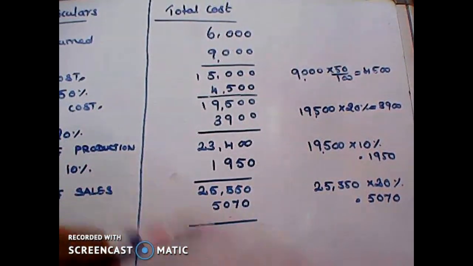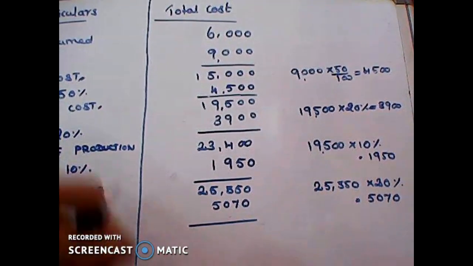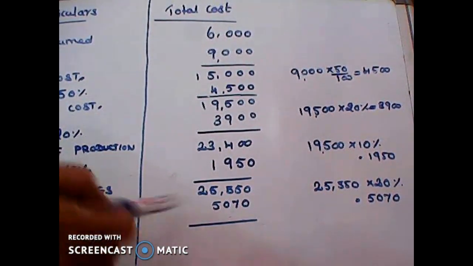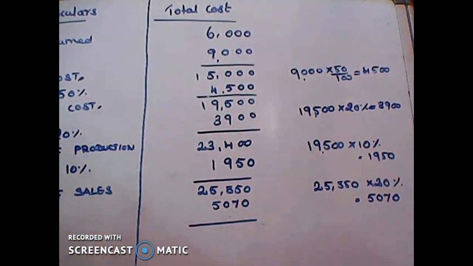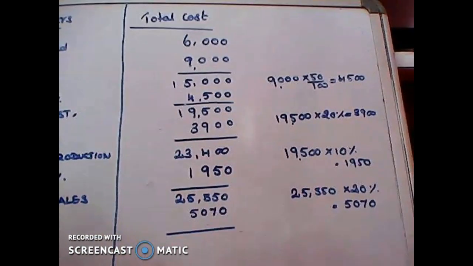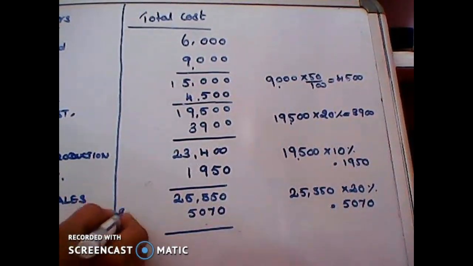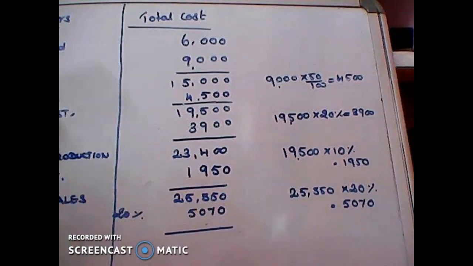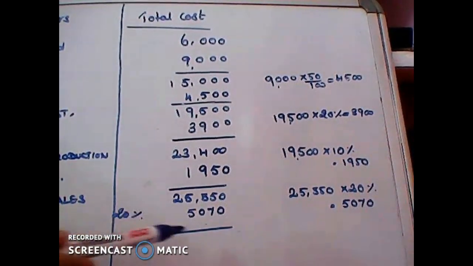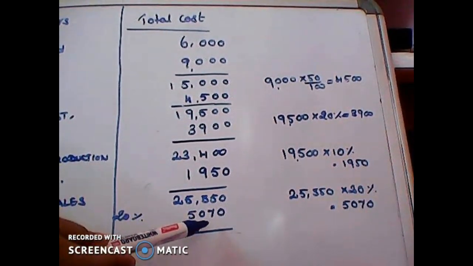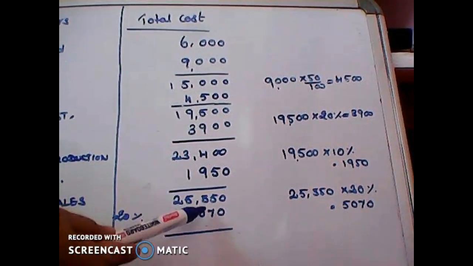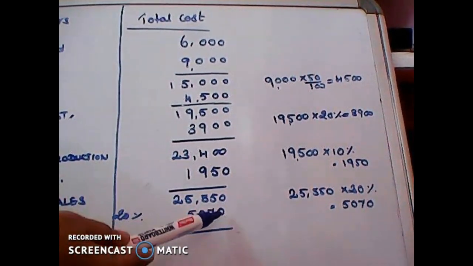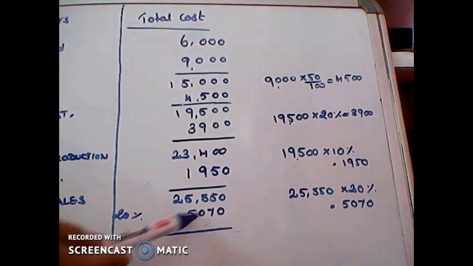With this help, we move to the next step. It was given that profit is 20% on cost of sales. So we are going to calculate 20% on 25,350. By calculating this, we get 5,070.